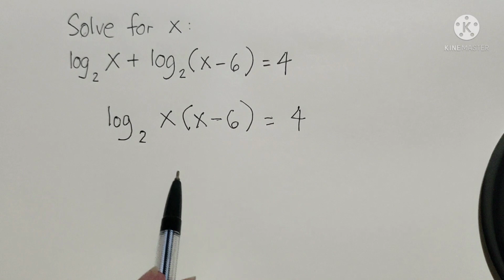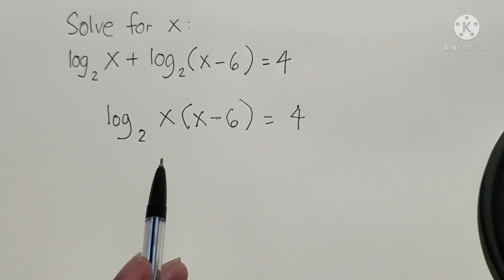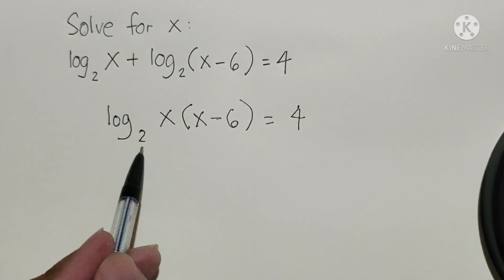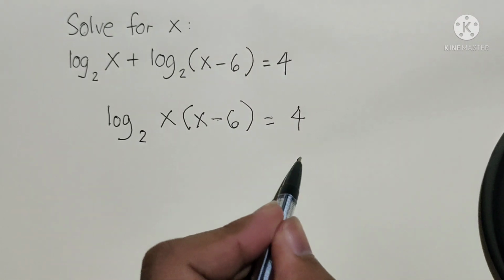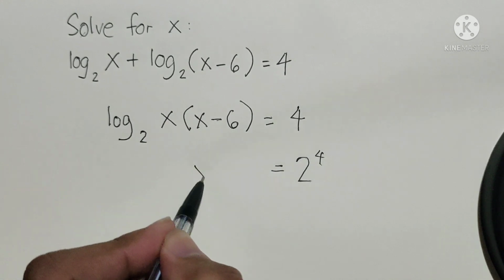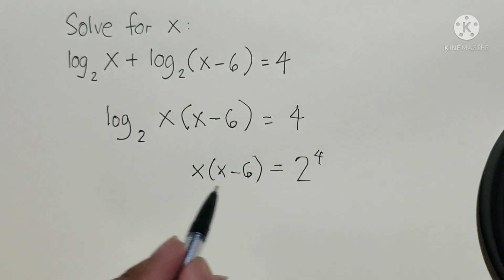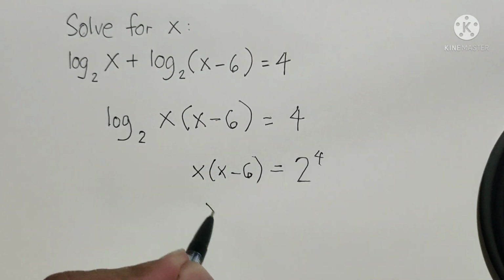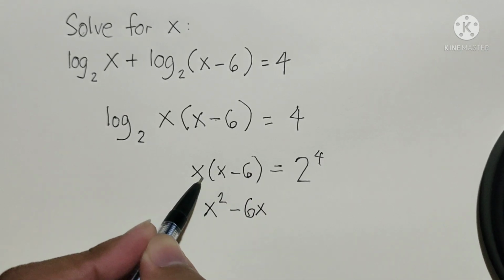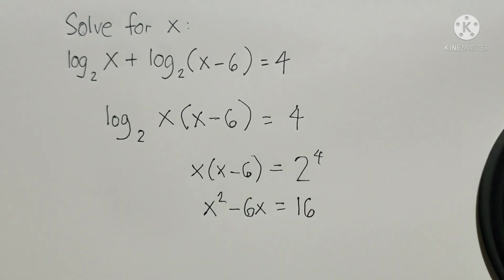Now na single logarithmic expression na yung left-hand side natin, pwede na ulit natin itong isulat into its equivalent exponential equation. So we will raise 2 to the power of 4. And that will be equal to x times x minus 6. And x times x minus 6 is equal to x squared minus 6x. Then, yung 2 raised to 4 natin is actually 16.